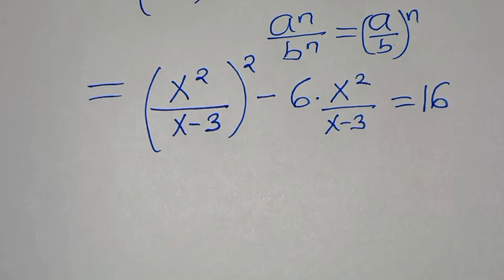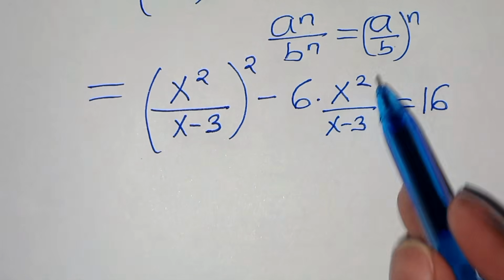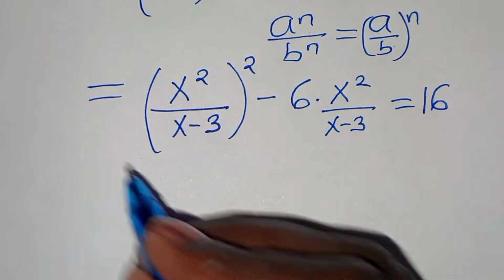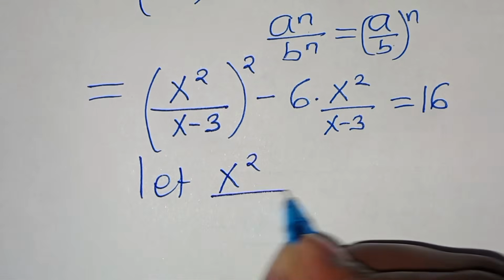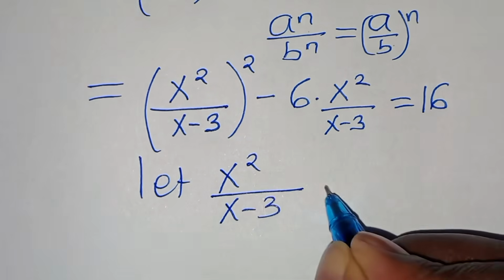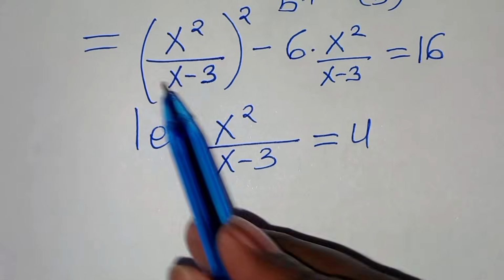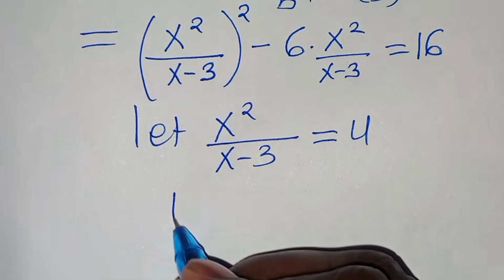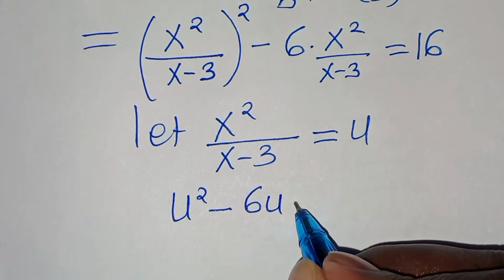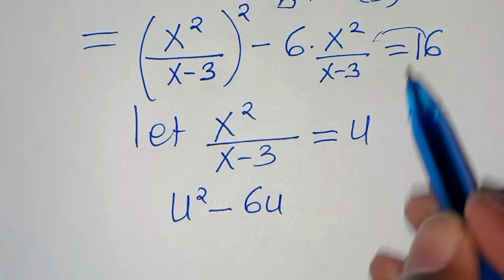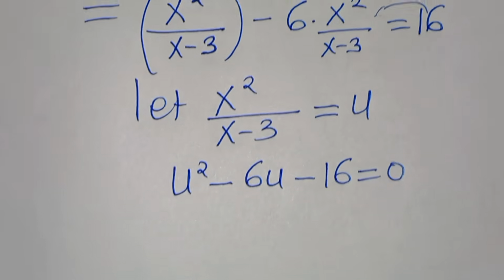The next step is that we have x squared divided by x minus 3 here, x squared divided by x minus 3. So we can let x to the power of 2 divided by x minus 3 be equal to u. Substituting u in this equation, we have u squared minus 6u. Then let's take 16 on the left hand side, so this is minus 16. This is equal to 0.